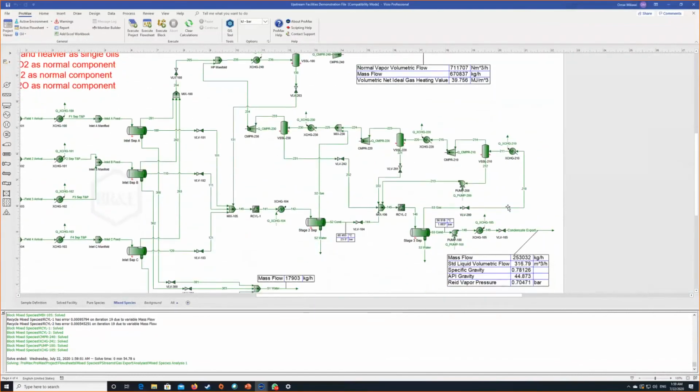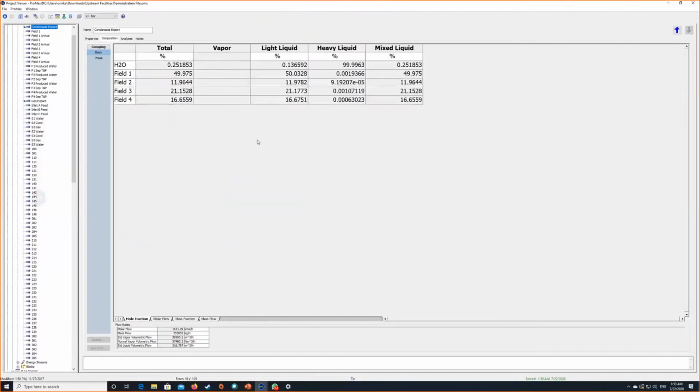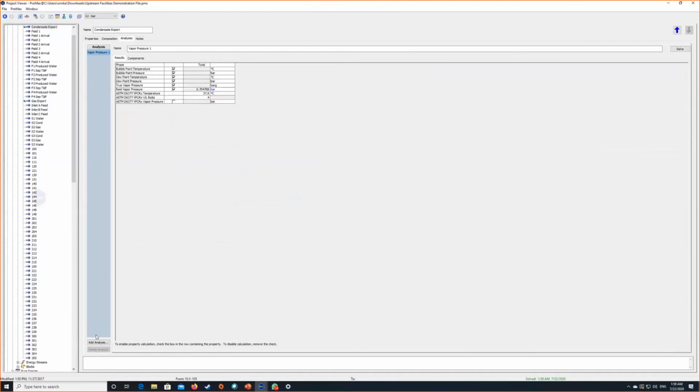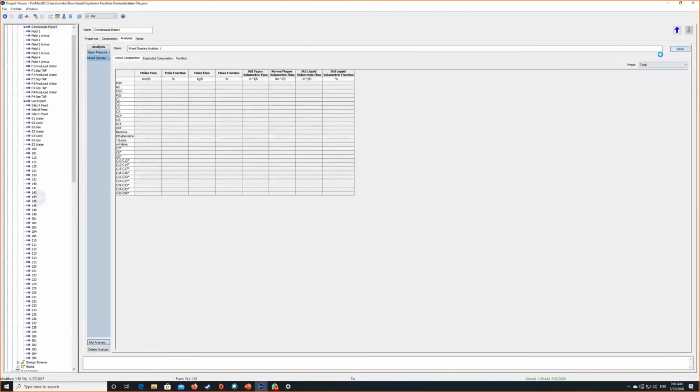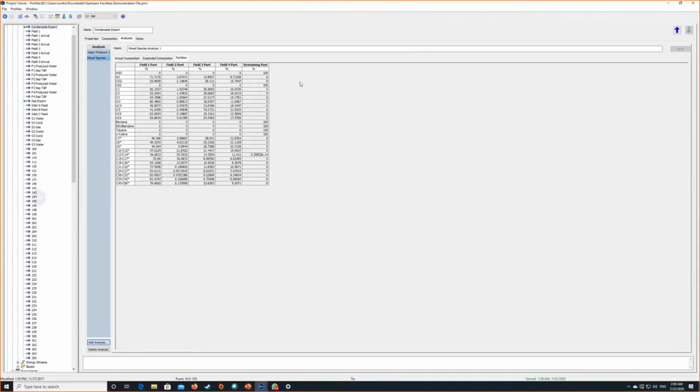And now we're still able to do the allocation examples. The same thing that applies in the export gas also applies in the condensate export. Here are each field's contribution to the condensate export. 49% of the condensate comes from field 1, 12% from field 2, 21 and 16% from fields 3 and 4. And under the analysis tab, I can add a mixed species analysis, figure out what the composition in terms of pure components is, and also figure out the partition, the contribution of each field for each component.